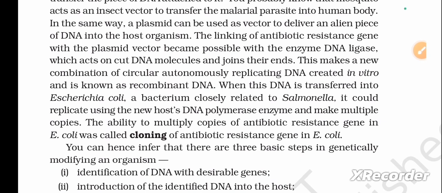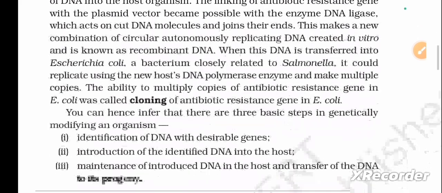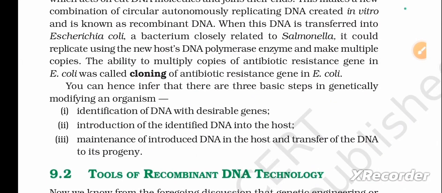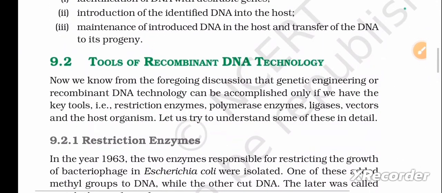The ability to multiply copies of the antibiotic resistance gene in E. coli was called cloning of the antibiotic resistant gene in E. coli. You can hence infer that there are three basic steps in genetically modifying an organism. First one is identification of DNA with desirable genes. Second one, introduction of the identified DNA into the host. Third, maintenance of the introduced DNA in the host and transfer of the DNA to its progeny.